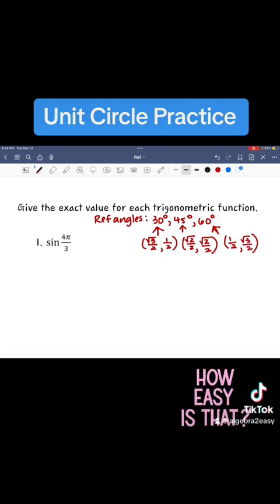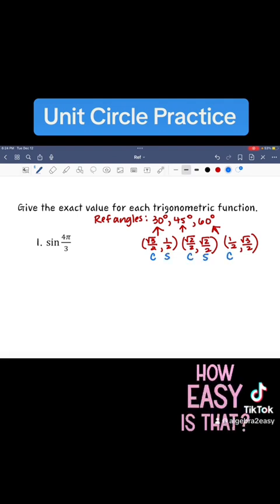Ordered pairs were in the format of x, y, but they meant a little bit more. X meant cosine of 30 degrees is radical 3 over 2. Y meant sine of 30 degrees is 1/2, and so on. So I'm going to go ahead and put cosine, sine, cosine, sine, cosine, sine. Now let's dig in with this first example.